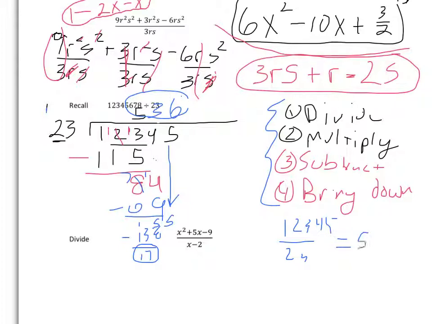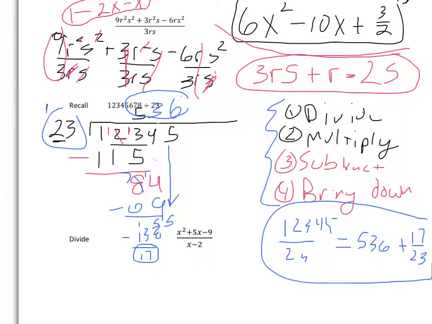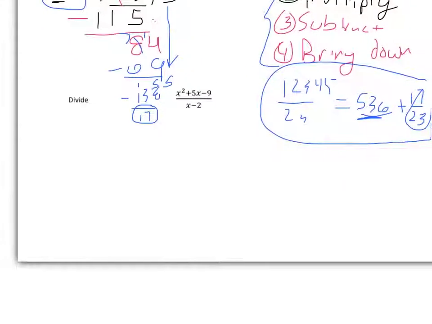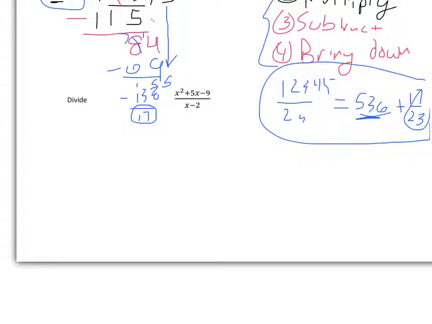So we have 536. The remainder is the piece that didn't get divided by the divisor, so we can say this is plus 17 over 23. So, this is the quotient. What's up here? The remainder is the piece that didn't get divided by the divisor. That ends up right there. Okay, and we have this procedure of divide, multiply, subtract, bring down. So let's just see how this works in polynomials. We're going to do this polynomial division right here.